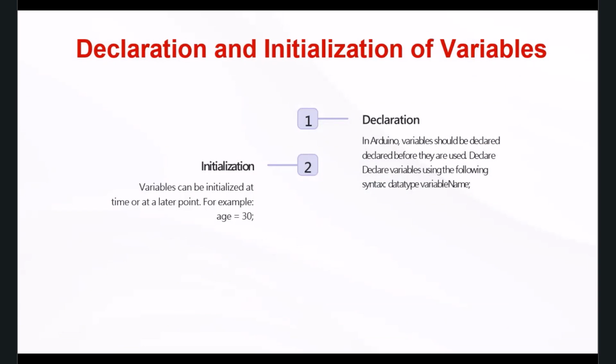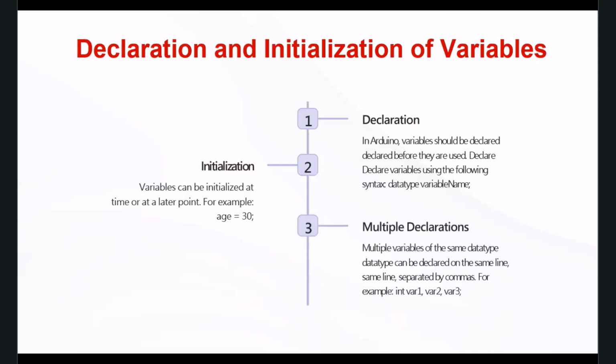A variable can be initialized at declaration time or at a later point. For example, age is equal to 30. So you can use it whenever you require. And the third point that we need to remember is multiple declarations. Multiple variables of the same data type can be declared on the same line, like int var1, var2, var3, etc.